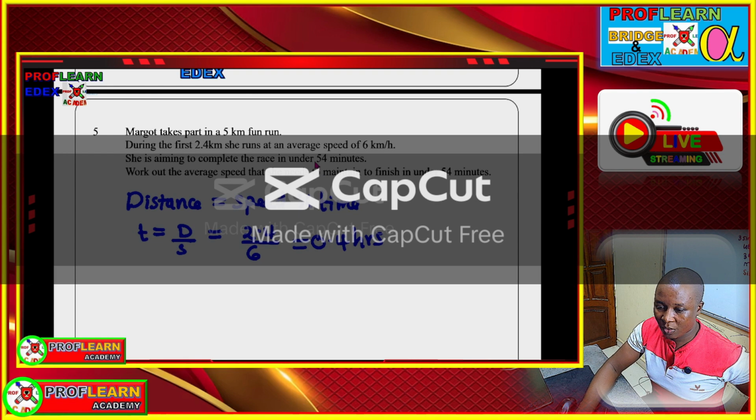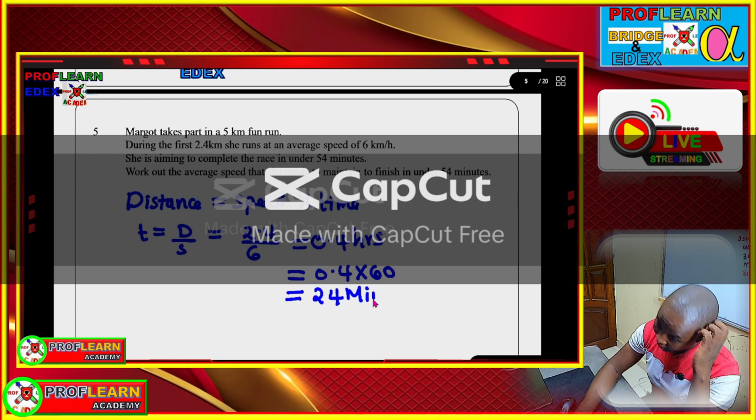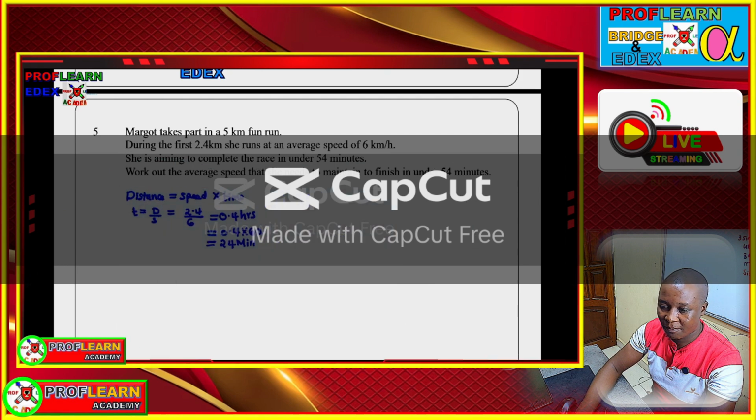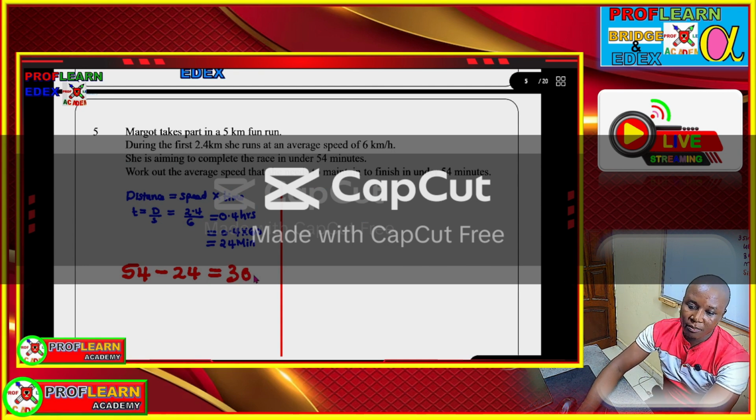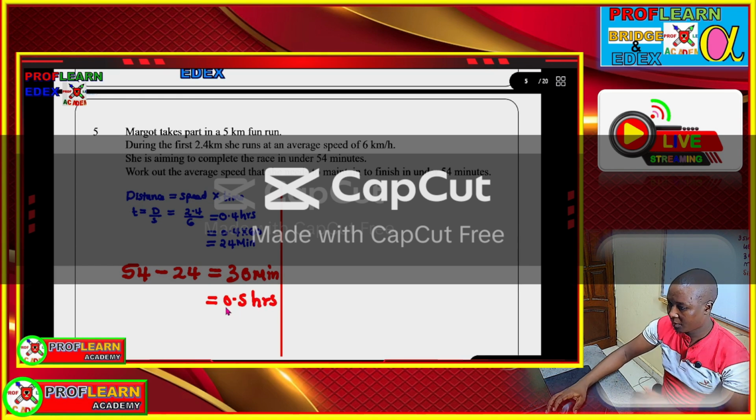So meaning that we have that, and 54 minutes. We can convert it to hours so that we can know what's the remaining duration. Okay, I've converted 0.4 hours to minutes so that I can subtract it from 54 to know the remaining time that she has to travel. So that's going to be 24 minutes. And then the time now taken will be 54 minus 24, which will mean that we have 30 minutes. And this 30 minutes is equivalent to a half an hour.